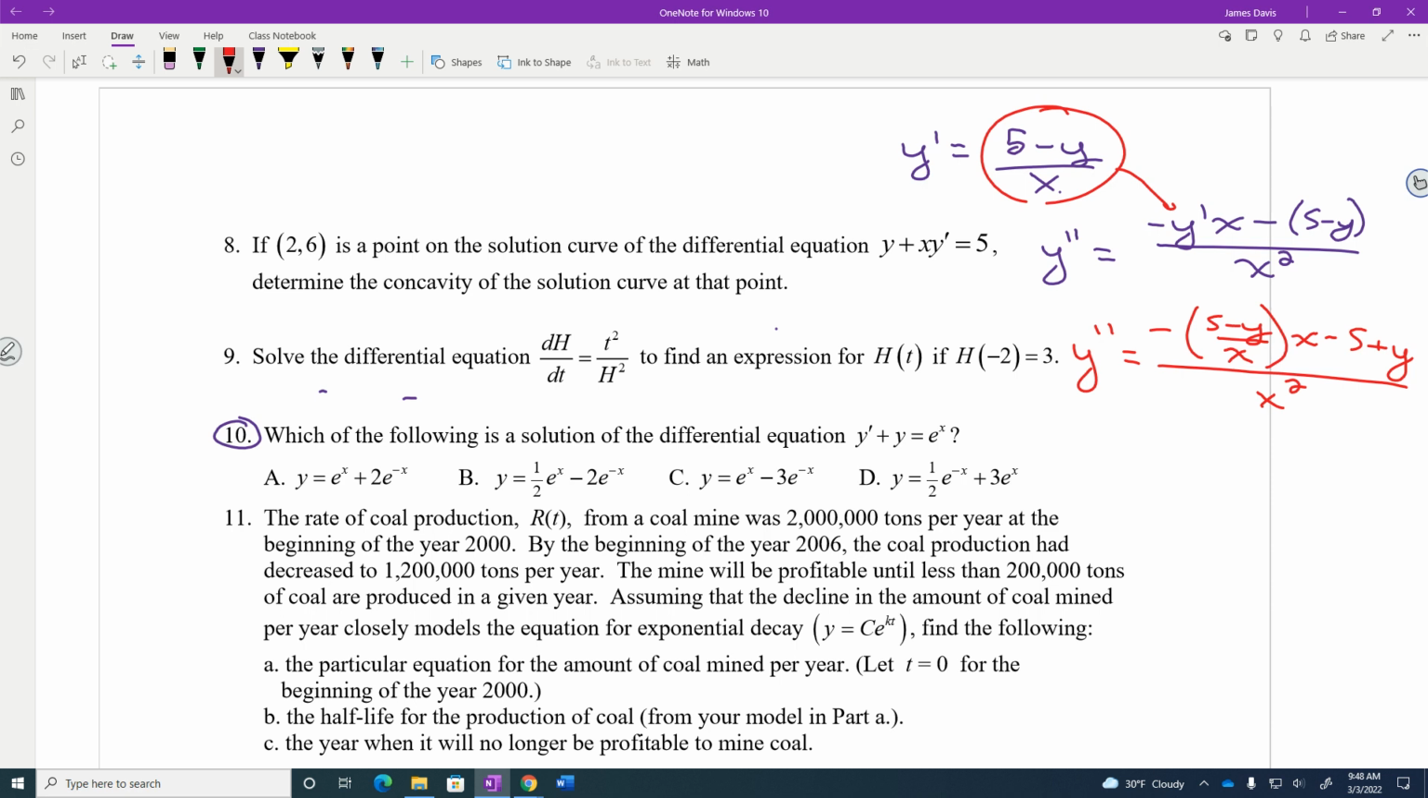And probably do some simplifying before you plug in. So when you multiply there, those x's are going to cancel, right? This one should cancel. And then we get y double prime is negative 5 plus y minus 5 plus y over x squared. You just combine it there. y double prime is negative 10 plus 2y over x squared. So that would be the form where we want to plug in the point that it gives us.